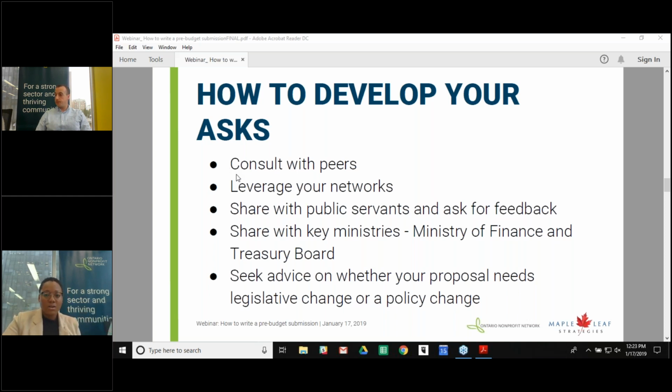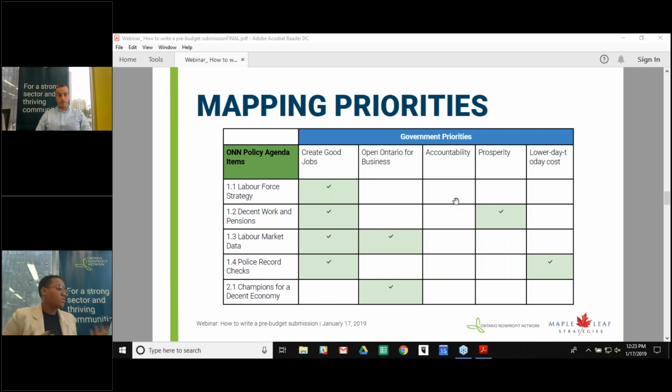Absolutely. Another tool we have is a different way to figure out how you're going to communicate with government about your budget asks. At ONN here, we tried to do mapping of priorities. So we looked at the documents that we referenced, like the throne speech, fall economic statement, things like that, and plotted the themes in terms of words that we saw of government language and how they align with their priorities. So we captured 5 of them.